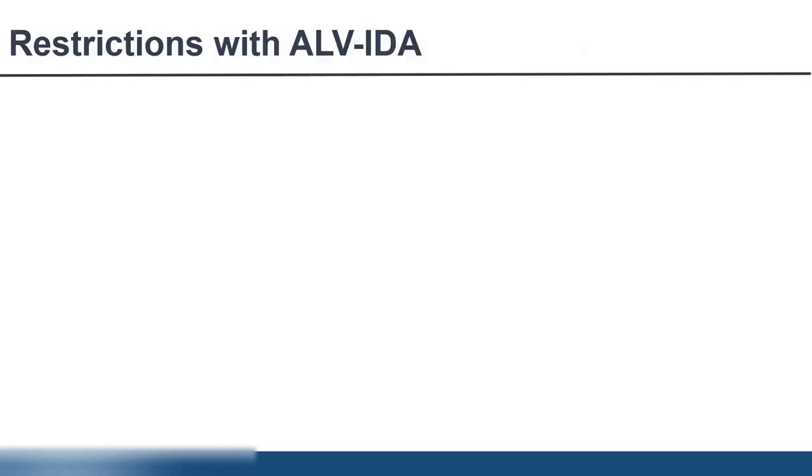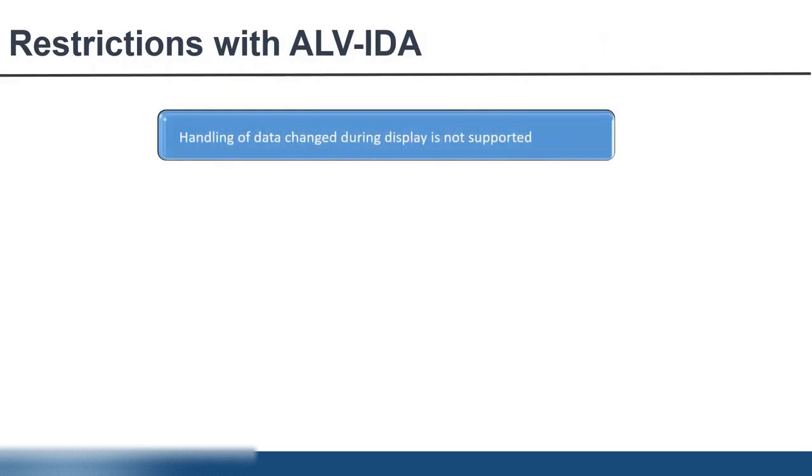However, there are some restrictions with ALV IDA. The first restriction is that handling of data change during data display is not supported. That means you cannot have an editable ALV IDA. Obviously, because we are displaying live data from the underlying database, it is not possible to change that live data, and that is why we cannot have an editable ALV IDA.